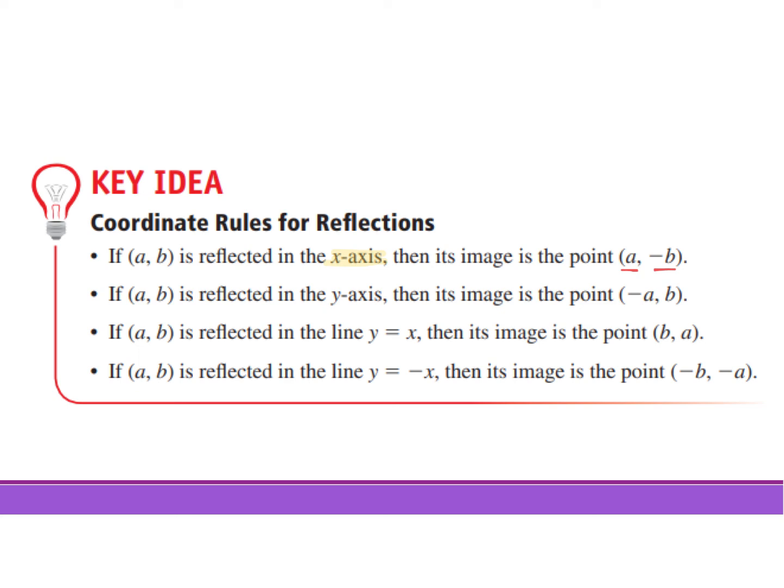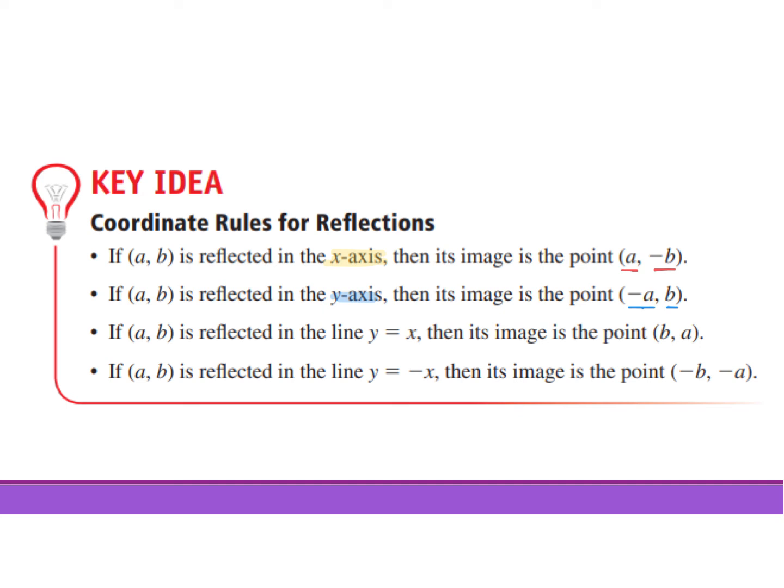Likewise, if we're reflecting something over the y-axis, here, I'm going to keep my y value the same and change the sign of the x value. So x-axis, x coordinate stays the same, y coordinate changes sign. For the y-axis, your x coordinate changes sign and your y coordinate stays the same.